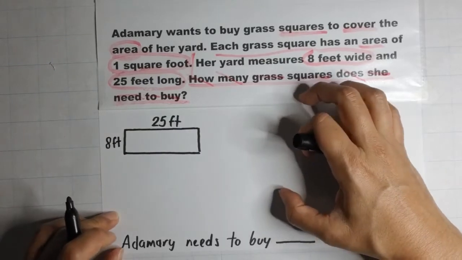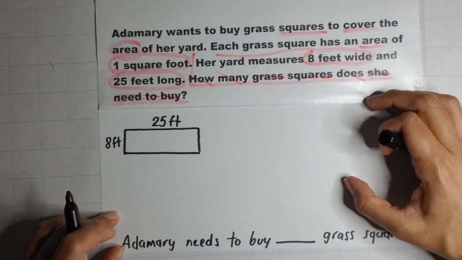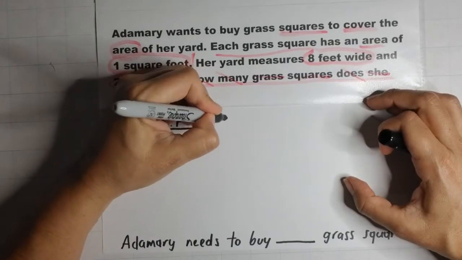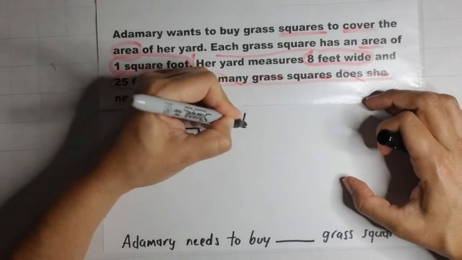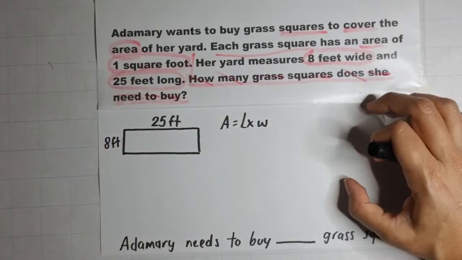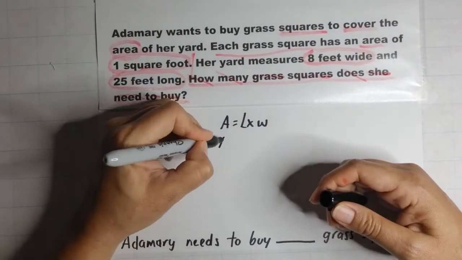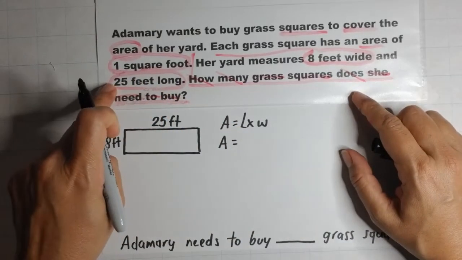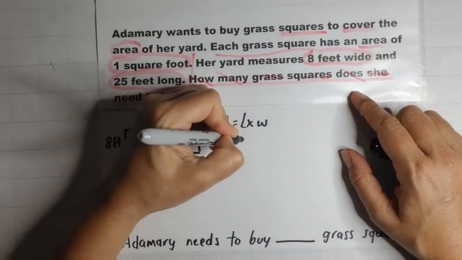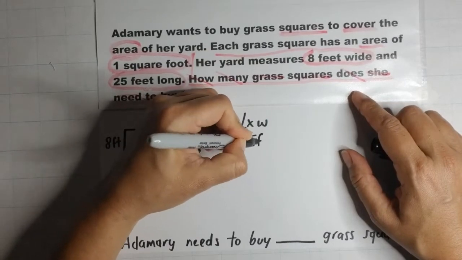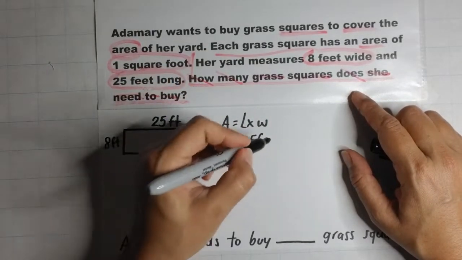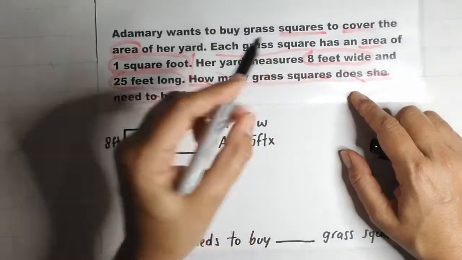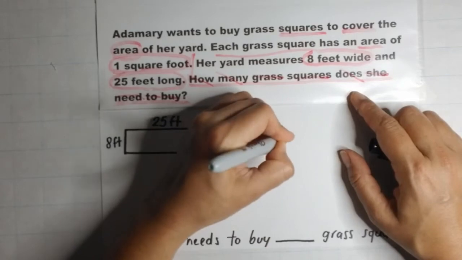Now I'm going to start solving my problem, and the first thing I need to remember is the formula to find area. The formula says area equals length times width. So I'm going to start changing the letters by numbers, and I know that the length, which is the longest side, is 25 feet. So I'm going to put that, 25 feet. And then I multiply that times the width, and I know the width is 8 feet. So I'm going to do that, 8 feet.